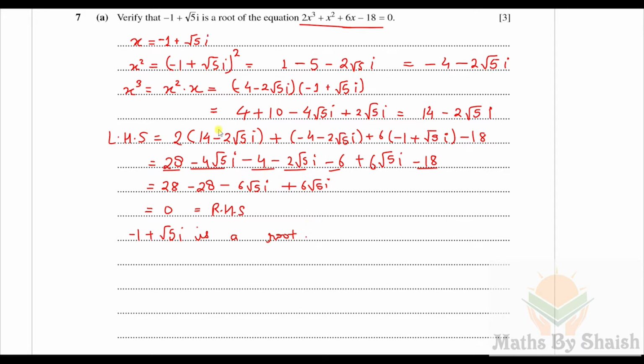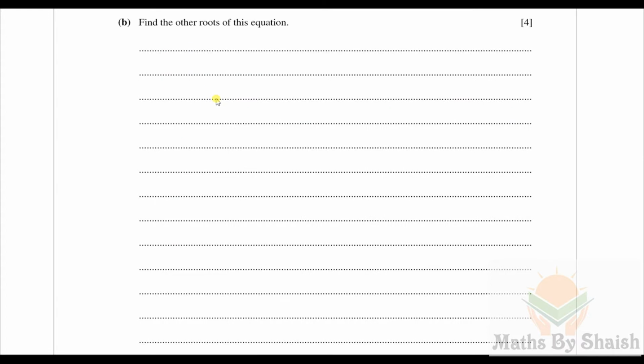Let's do the second part of this question. Here is the second part. Find the other roots of this equation. So I'll write the equation here. Now this is the equation, and we have from the first part that x equal to -1 plus root 5 iota is a root of this equation.